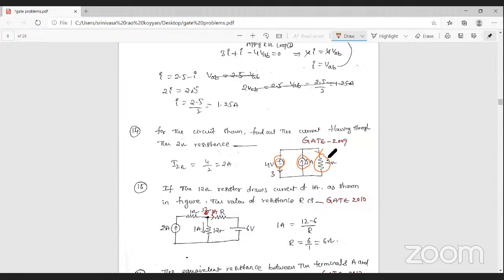Then what is the current passing through the 2 ohm resistance? That is 4 volts by 2, that is 2 amperes current. Okay. That is for problem number 14.